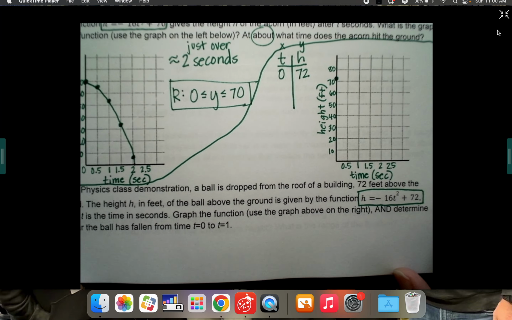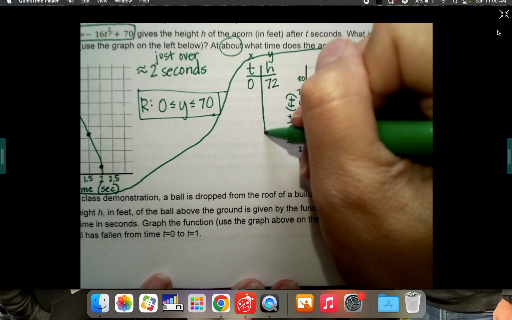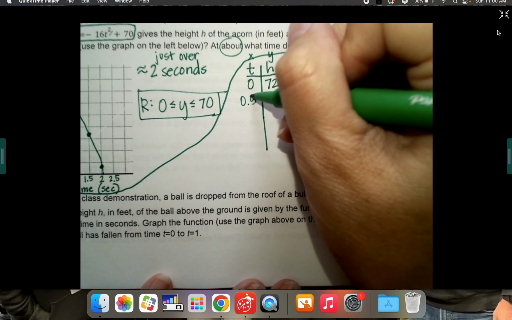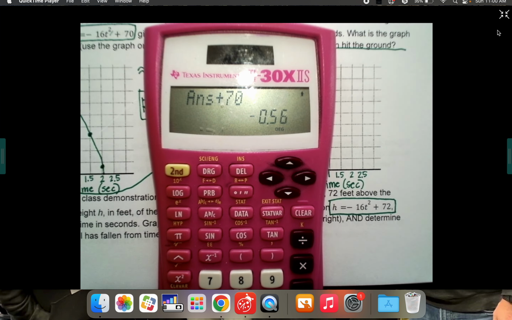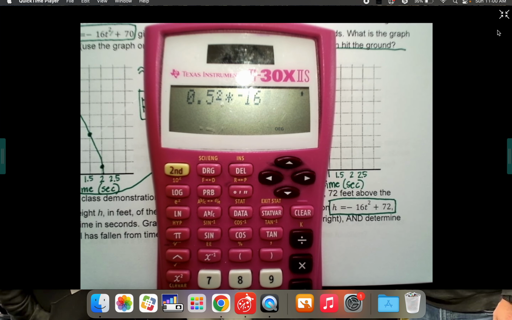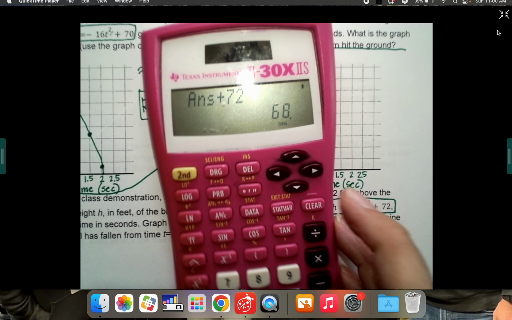Okay, so our 0.5, remember, you always have to square it first. You have to do order of operations, then multiply by -16, and then go back and add 72. So 0.5 squared times -16 plus 72, where we started, 68.